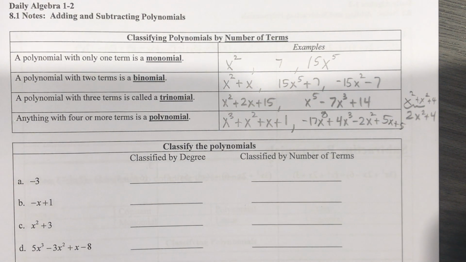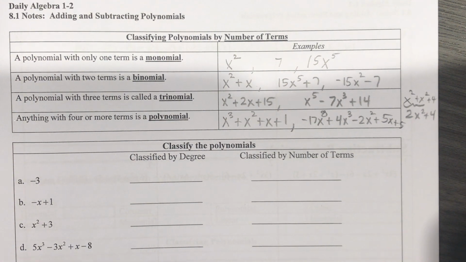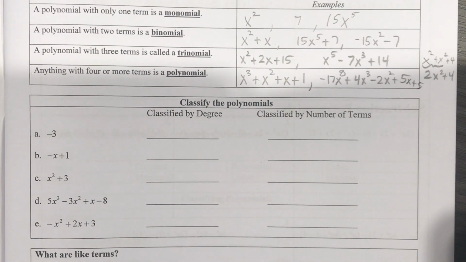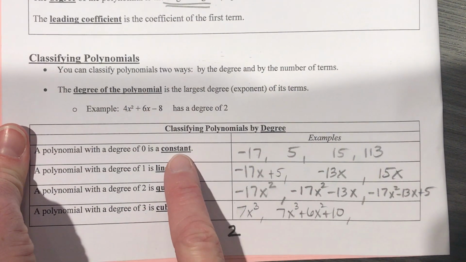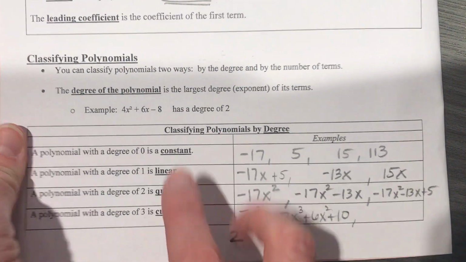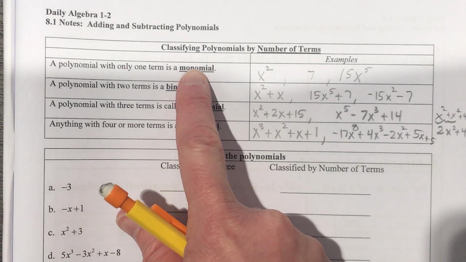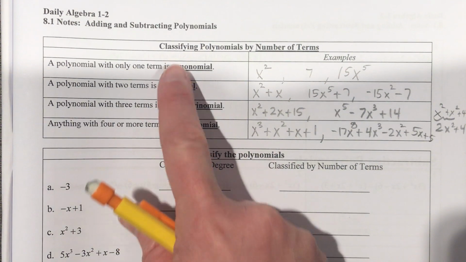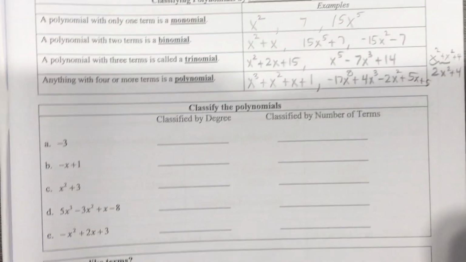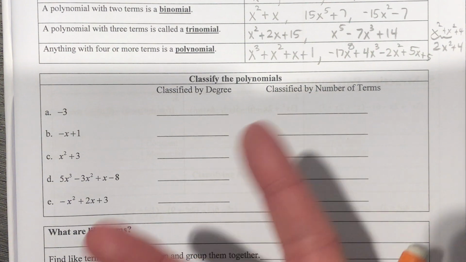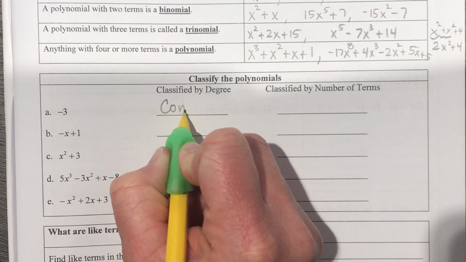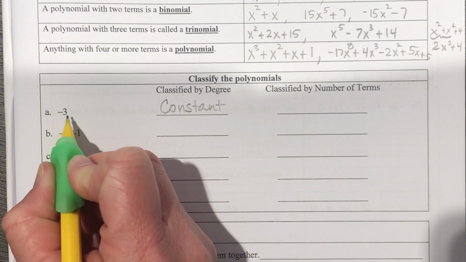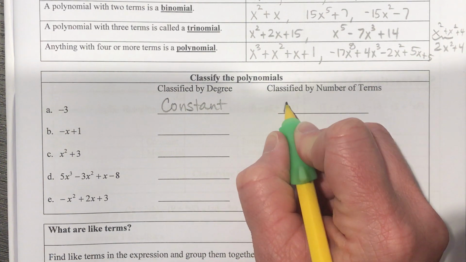So the last thing that I'm going to do here in this video is to classify with you based on degree and number of terms. So again, degree would be based on the largest exponent that you see, and degree would be constant, linear, quadratic, cubic. And then based on number of terms, 1 term, 2 terms, 3 terms, 4 terms, mono, binomial, trinomial, polynomial. So kind of think of it as like first name, last name, so 2 different ways to name it. So the degree here, because I have no letter x, would be called a constant. There's only 1 term here, and this is called a monomial.